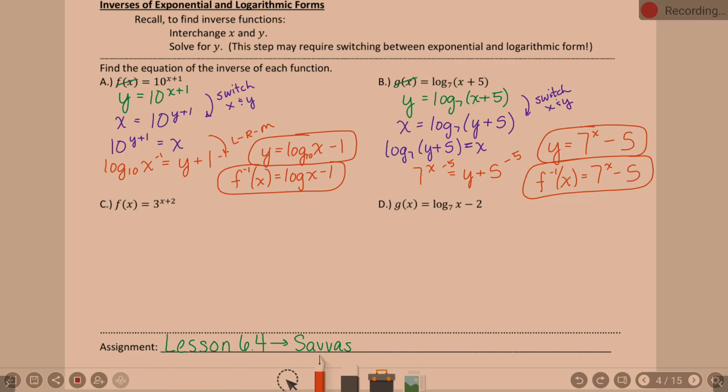Okay? I guess I didn't put a comment here that it was left, right, middle, but okay. Just trying to give you guys some steps. Okay, you've seen one of each type. We had an exponent that had to become a log. We had a log that had to become an exponent. 2 more?